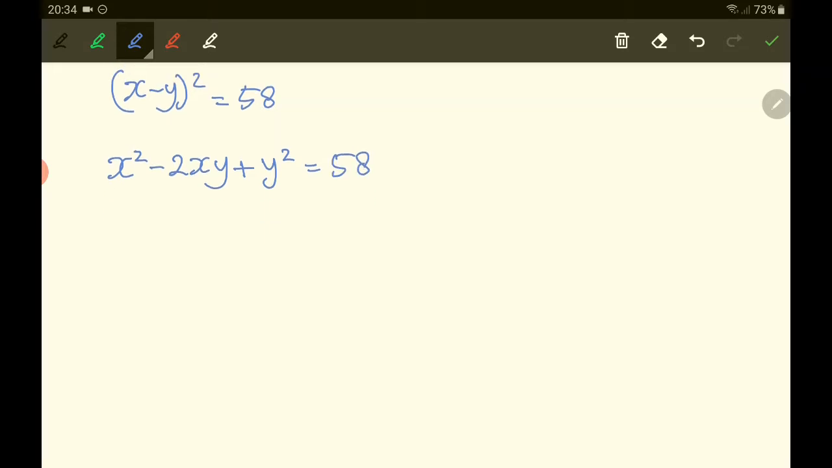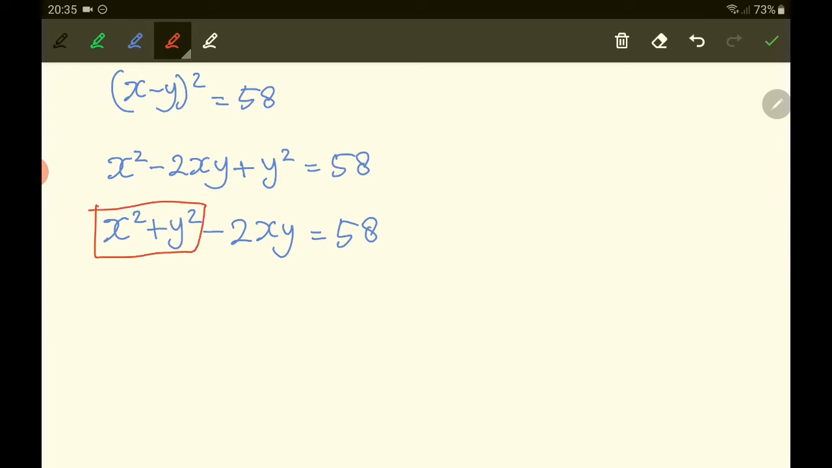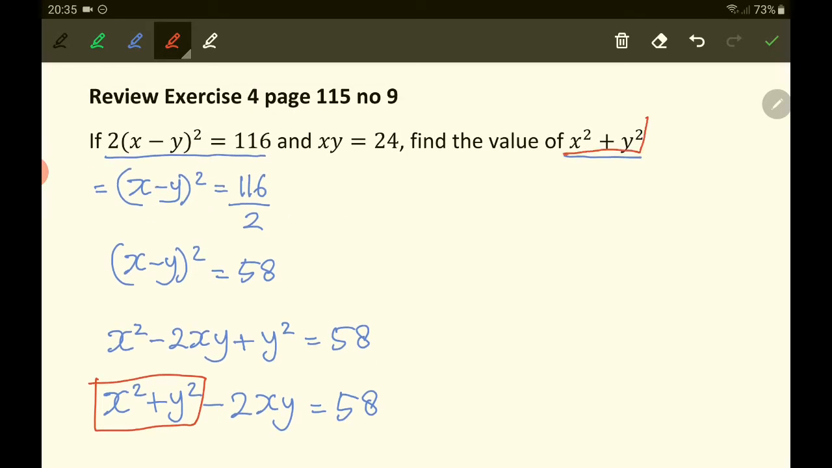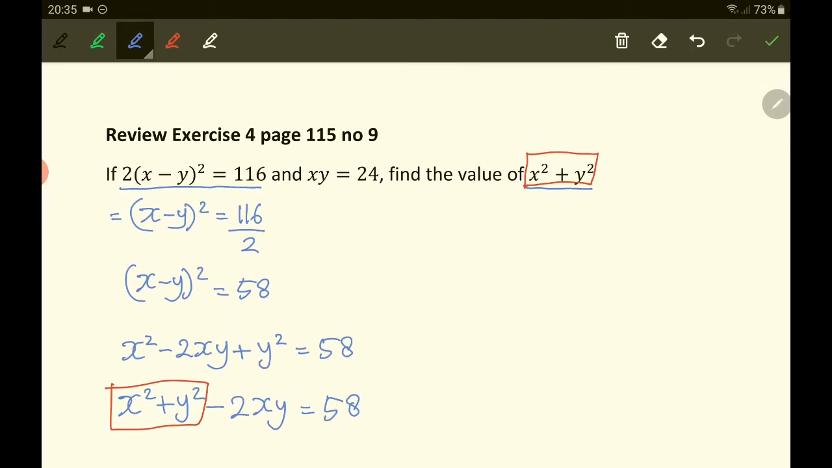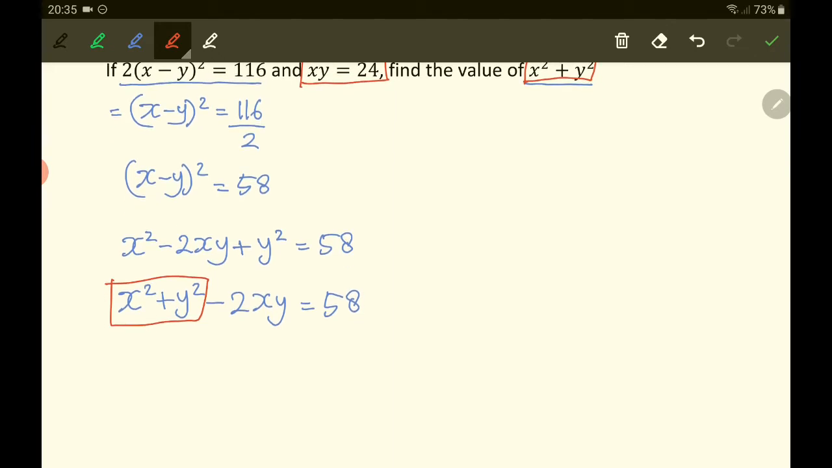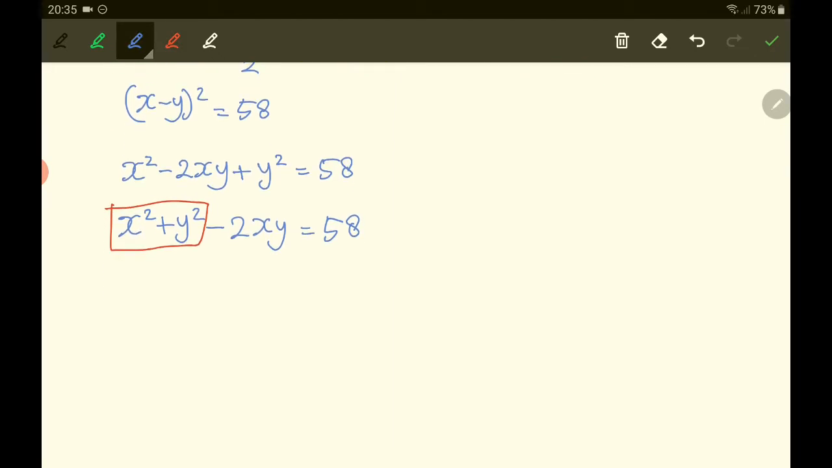Now we try to rearrange here. This is x squared plus y squared, so now we already have the x squared plus y squared, minus 2xy is equal to 58. This is what we are actually looking for, x squared plus y squared. Now we have to deal with minus 2xy, so we have to substitute the value of xy. It's given in the question, xy is equal to 24, so we just change xy to 24.